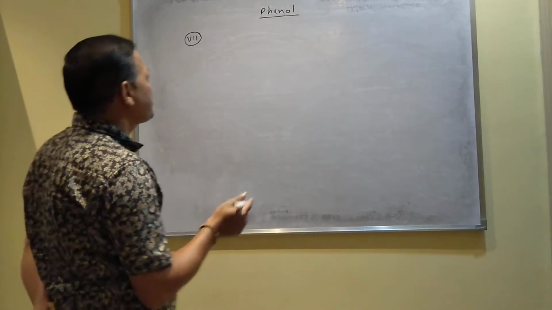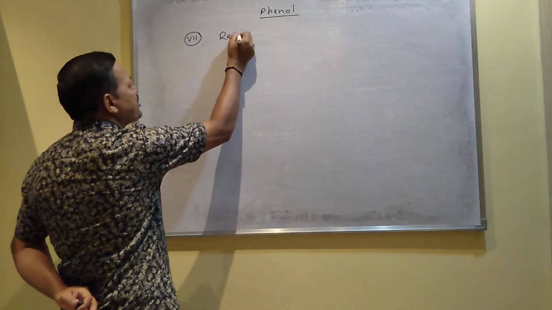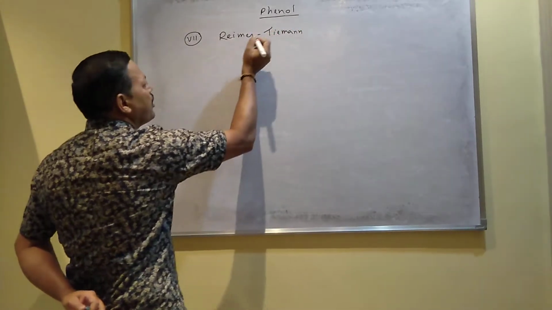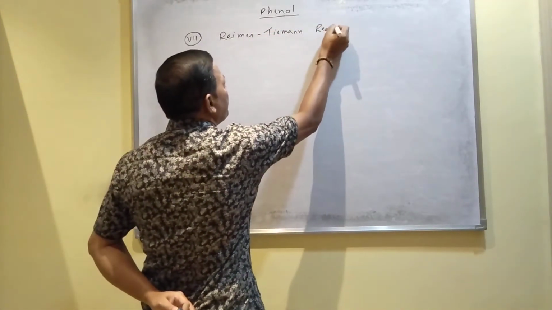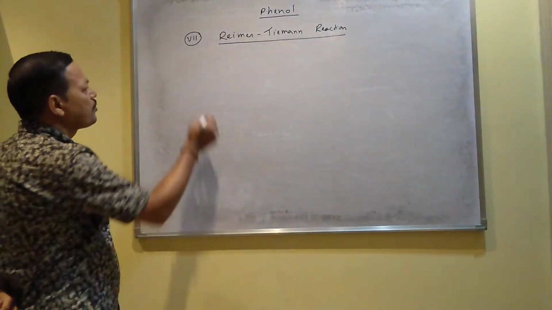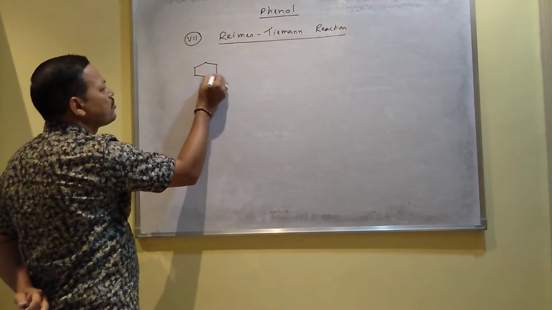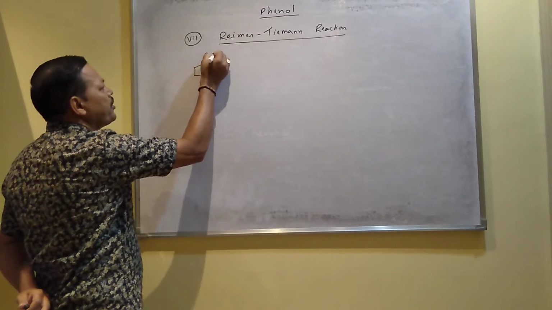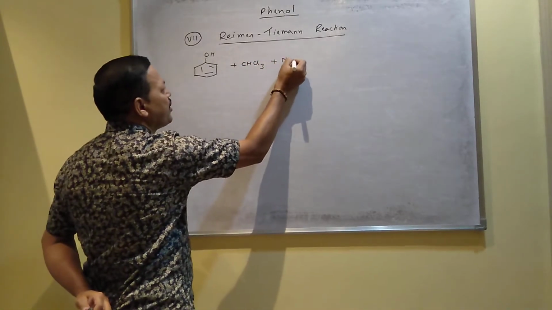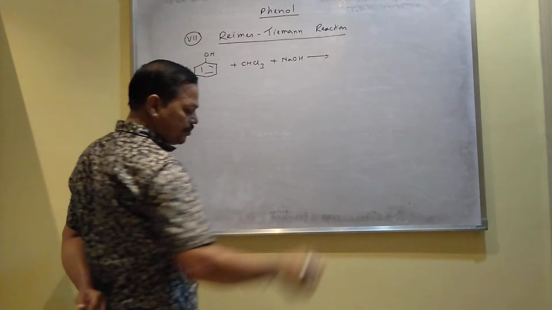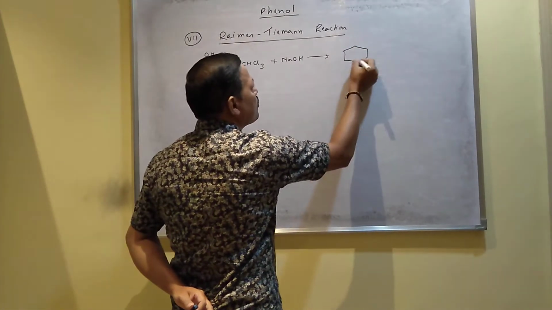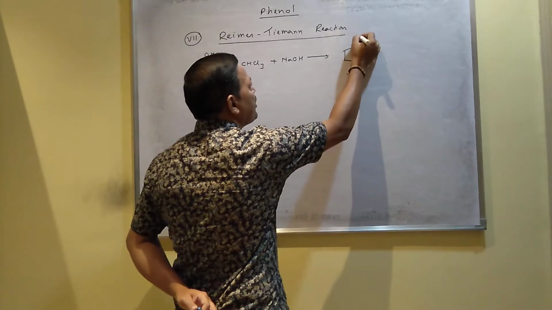There is a 99% probability of this reaction, which is called the Reimer-Tiemann reaction, the most important reaction from phenol. Reimer-Tiemann reaction. What about the reaction when phenol reacts with chloroform, CHCl3, and alkali sodium hydroxide? Then first it produces a salt. The salt is like this.